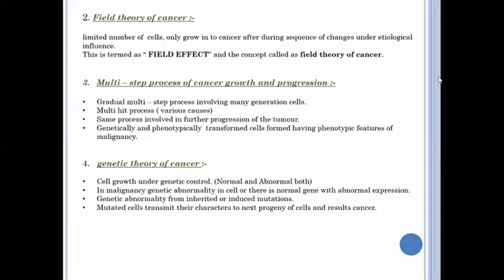In the malignancy, there is abnormal expression of the phenotype. Abnormality on the inherent or the induced mutation, the mutated cells transmit their characters to the next progeny of the cells, which results in the cancer. So ultimately we have already discussed how a normal cell will be initiated or promoted by an external stimuli to damage its gene or the genome and ultimately transform into the cells.